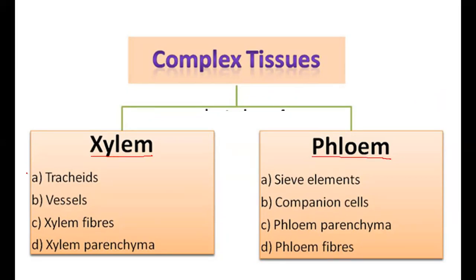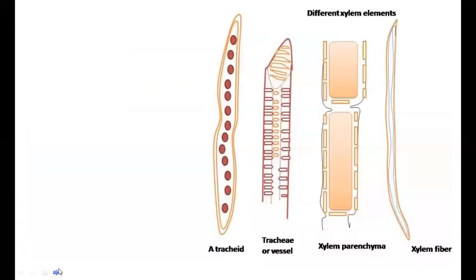Xylem contains four types of cell. One is tracheid, second is vessel, then xylem fiber, and xylem parenchyma. Phloem is also composed of four types of cell. One is sieve element, companion cell, phloem parenchyma, and phloem fiber. First, we discuss the xylem. So you can move to the next part.